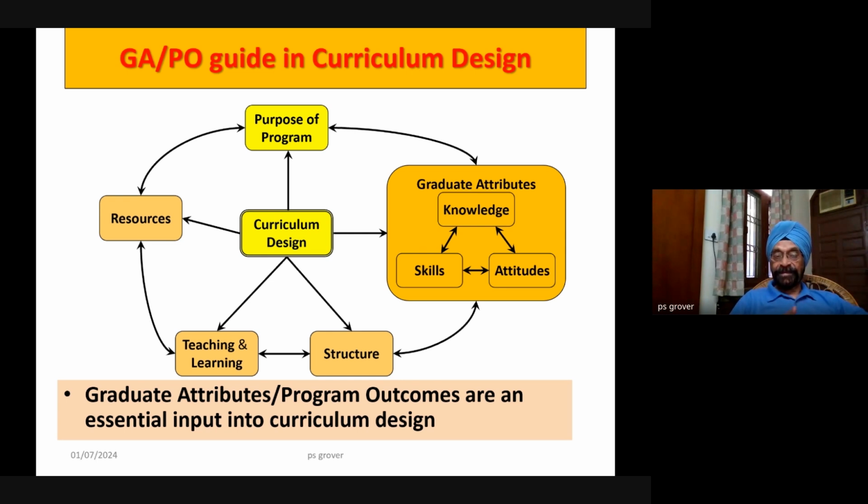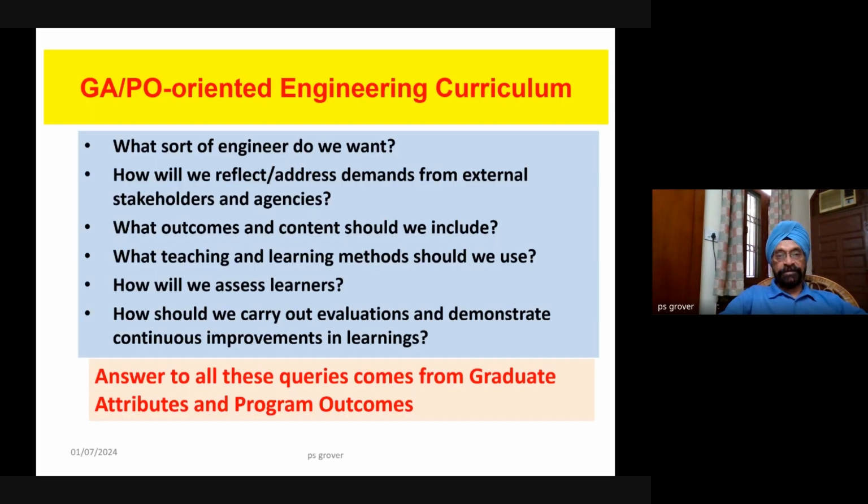Kindly appreciate these things. The curriculum, by our traditional understanding, is a syllabus. No, it is a curriculum. A curriculum is something which enables the student to do what we want him to be. So when I say our curriculum is prepared from the graduate attributes and program outcomes, then it is highlighting what sort of engineer we want.